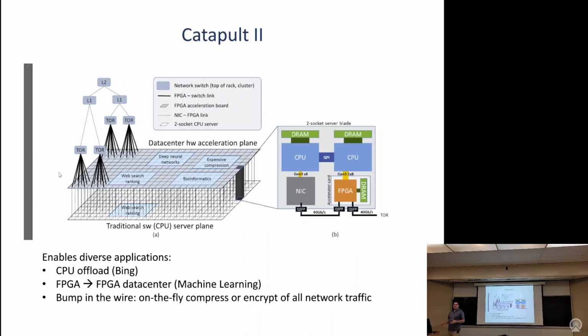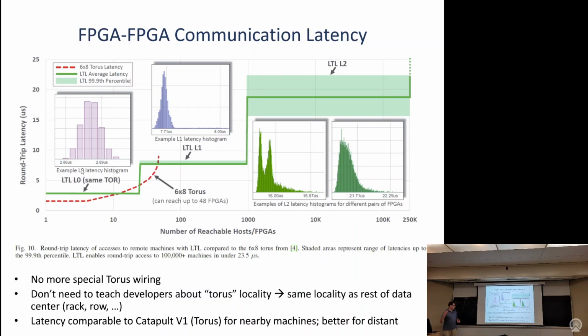Or it makes their solid state disks more efficient. They can encrypt things and decrypt things on the fly. So there's a lot of streaming computations that happen where if they're in between the CPU and the network, they can just do those right on the fly. Okay, so they flipped how things are connected. This chart is comparing what they did in Catapult 1 versus Catapult 2.